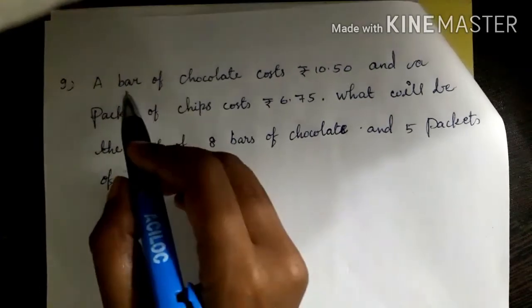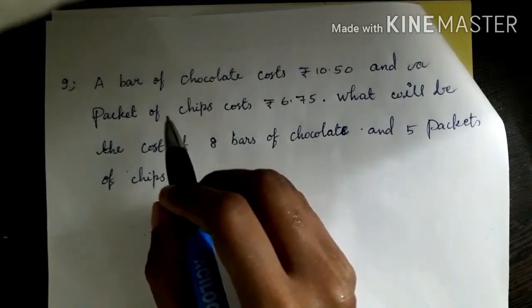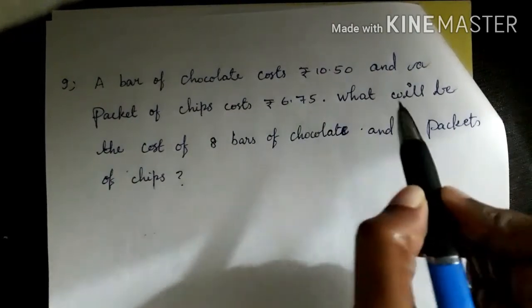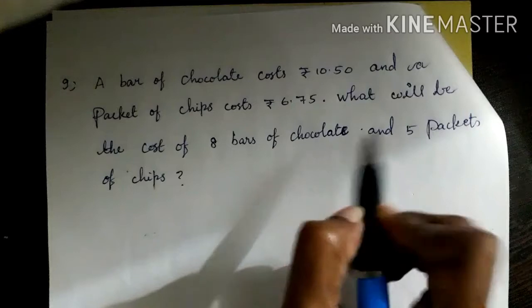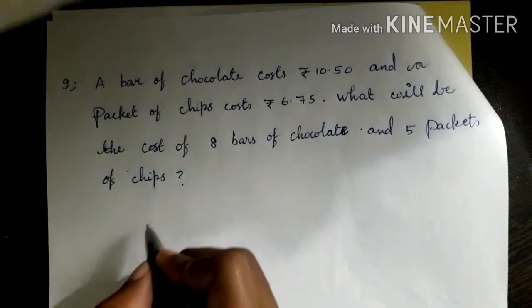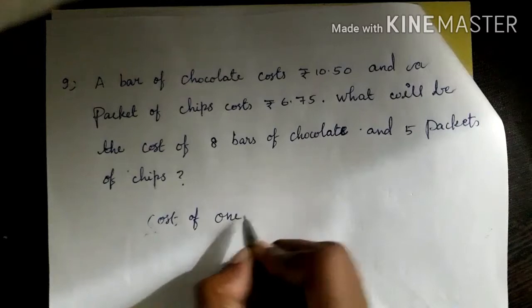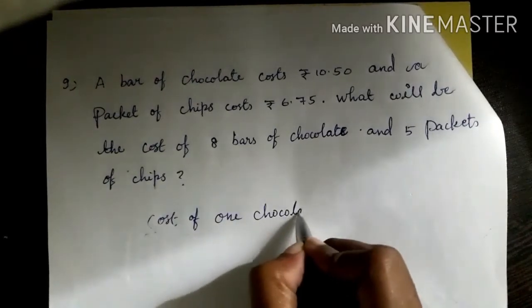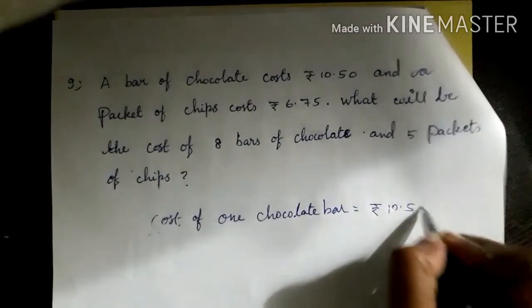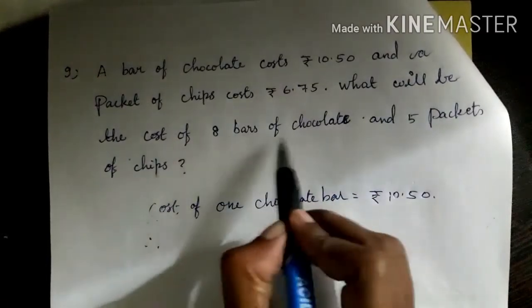Now next question. A bar of chocolate costs 10 rupees 50 paise, and a packet of chips costs 6 rupees 75 paise. What will be the cost of 8 bars of chocolate and 5 packets of chips together? First, let's write a step. The cost of 1 chocolate bar is equal to ₹10.50. What is the question? What will be the cost of 8 bars of chocolate?